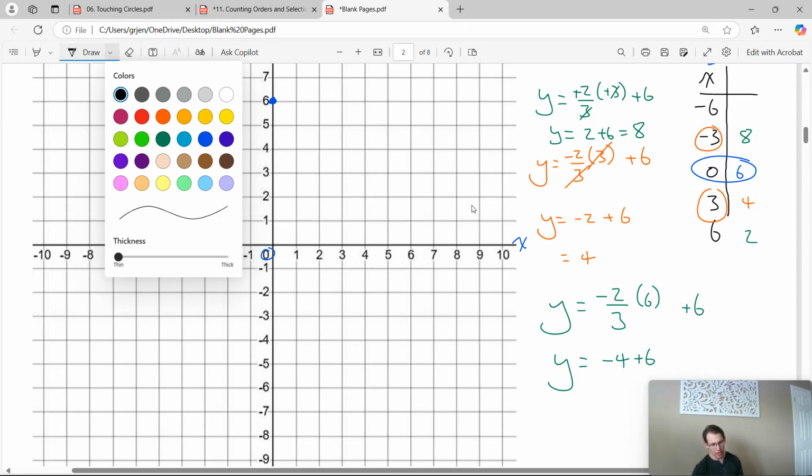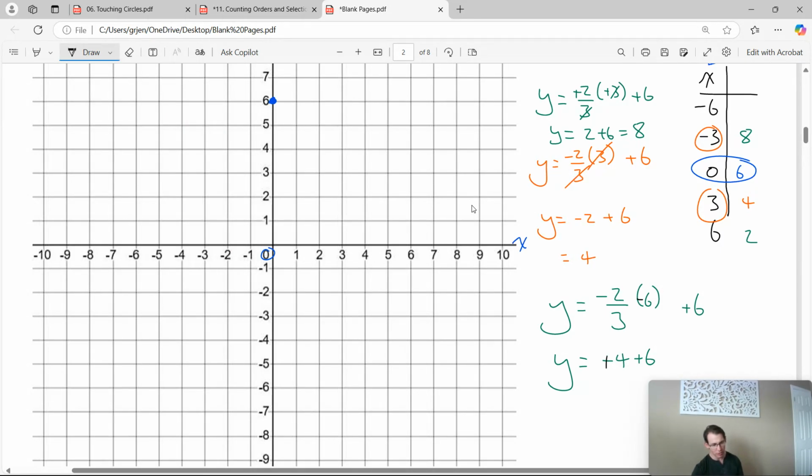I'm just going to do it this way. If I had negative 6 there, that would be positive 4. This would be 10. Now, another thing that will happen, if you've set up your table of values like that, where all of your x values are increasing by the same amount each time, because this is a line, these will increase or decrease by the same amount each time.